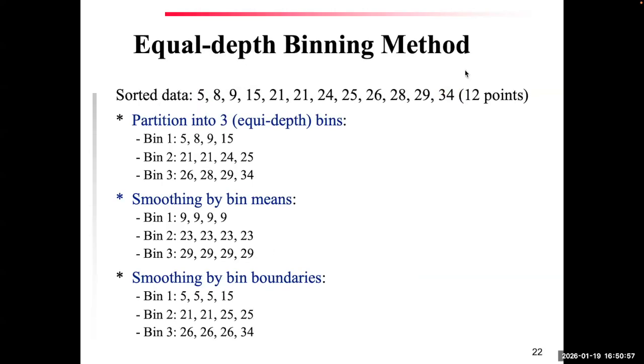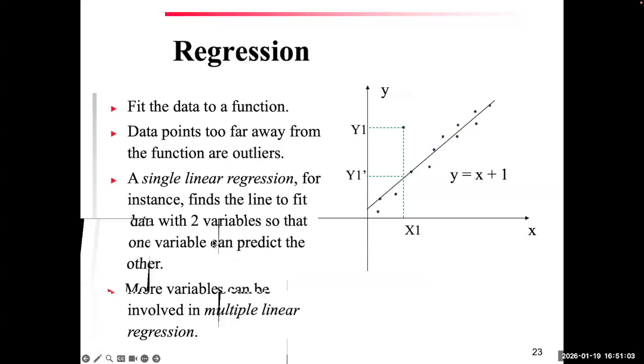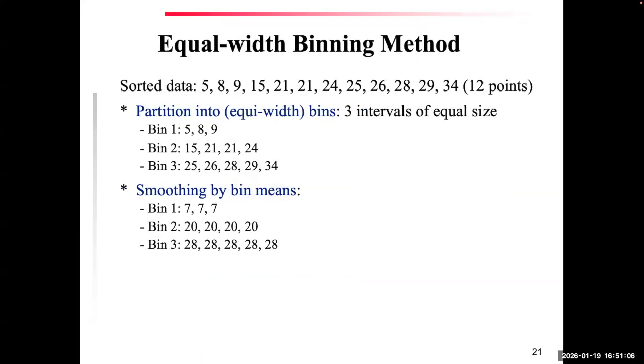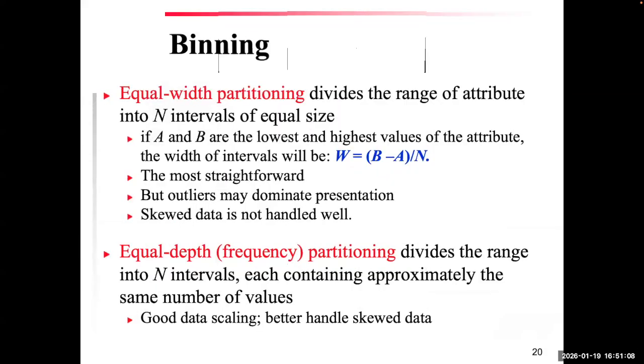So now, the equal depth binning method. If I go back here, you see equal depth as the second method of binning. Divide the range into n intervals, each containing approximately the same number of values. Why do we say approximately?